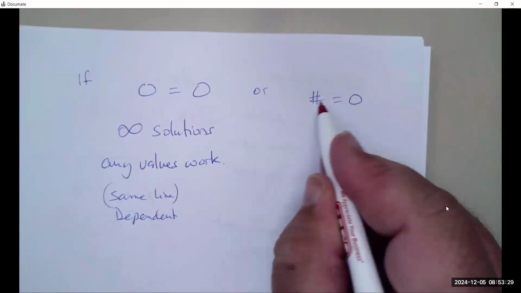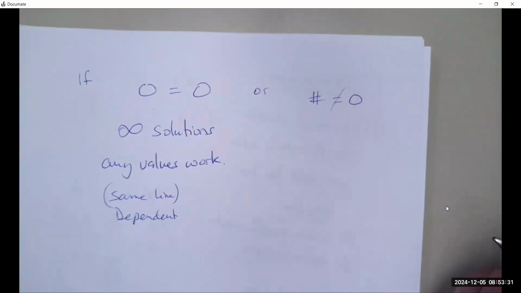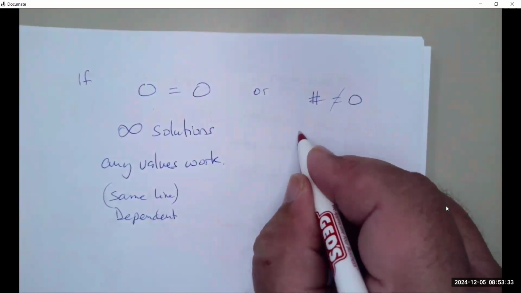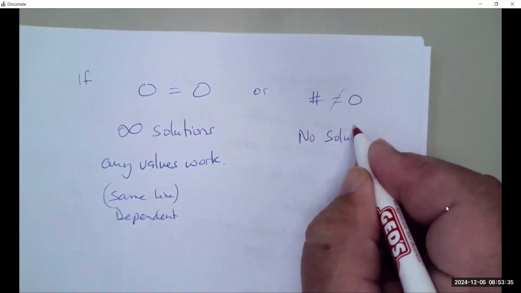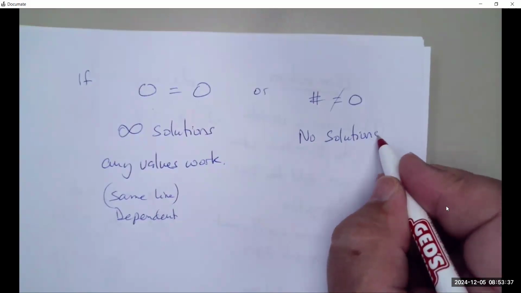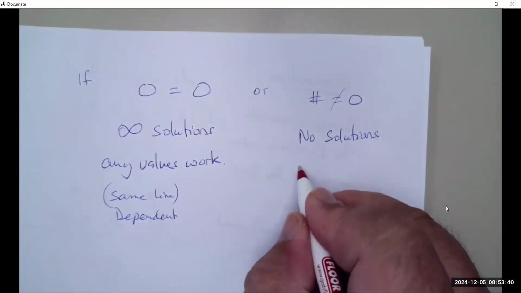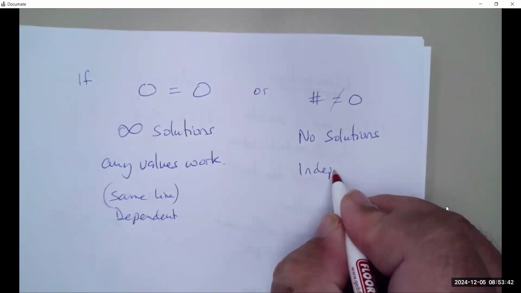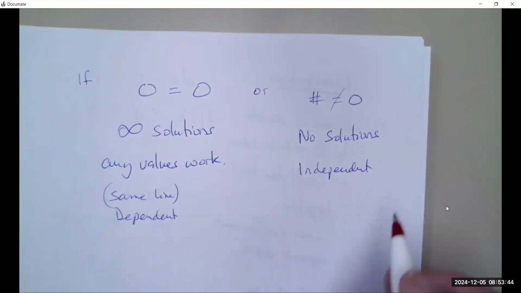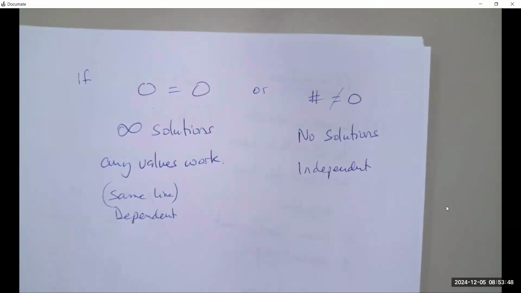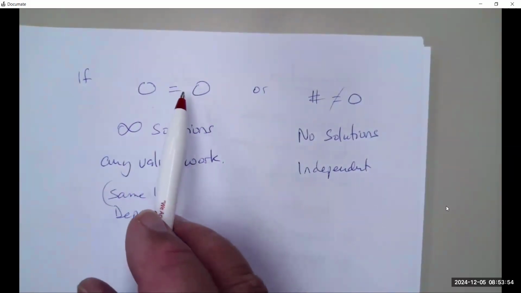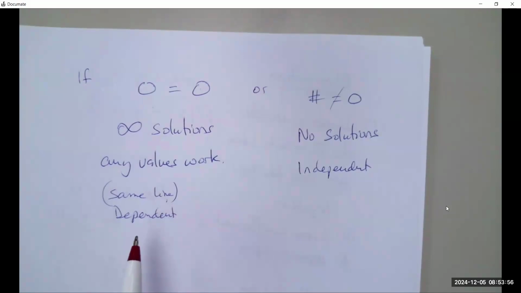If you get a number, if they're not equal, then we have no solutions. They're independent. Nothing will work. So that's after you do everything. If at the very last step everything cancels out, it's the same answer, same question. But if they don't, no solutions.